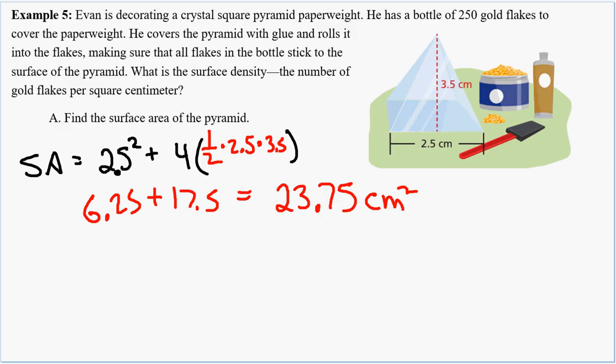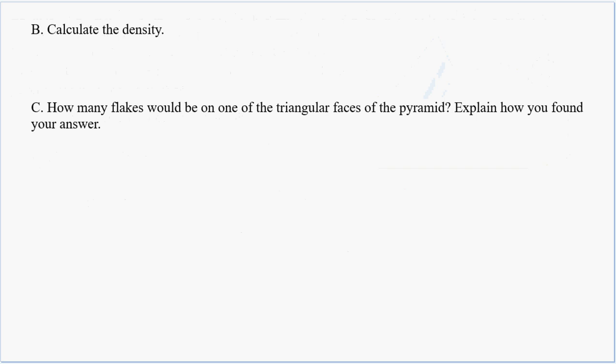All right, so we got the surface area. Now it says calculate the density. Well, they said earlier the density is the number of things. Here it is 250. They were gold flakes. I'm just going to call them flakes.